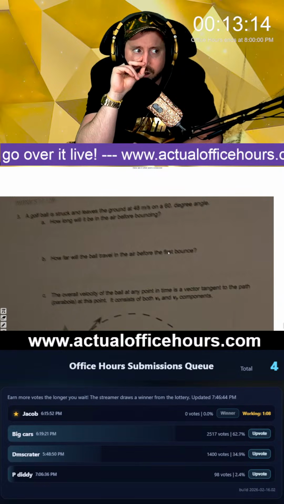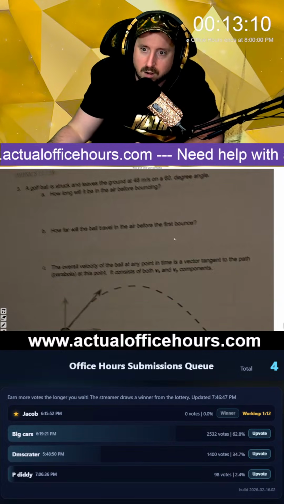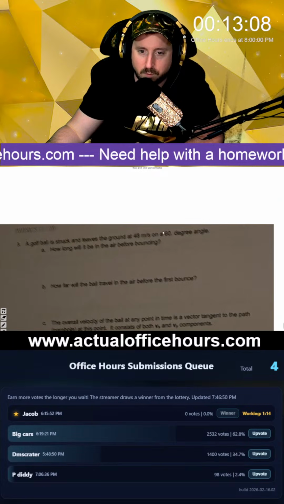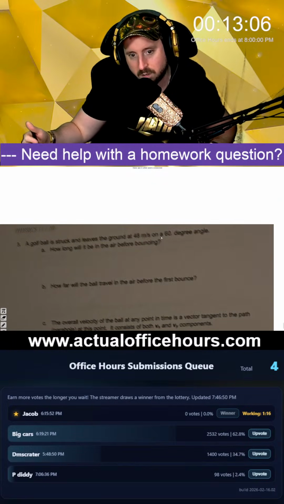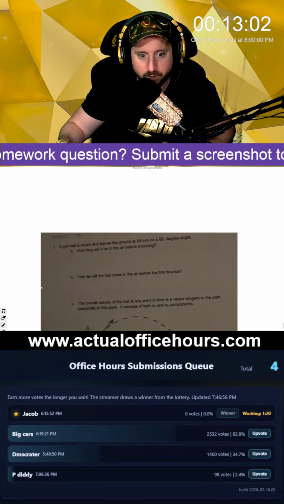Let me see this one. A golf ball is struck and leaves the ground at 43 meters per second on a 60-degree angle. How long will it be in the air before bouncing? Cool. There's a fun equation for this one.